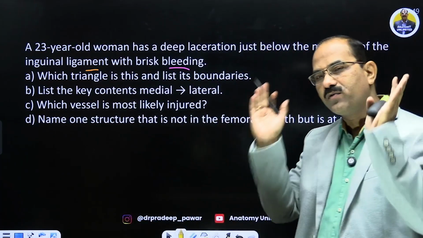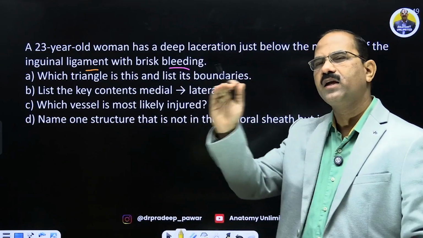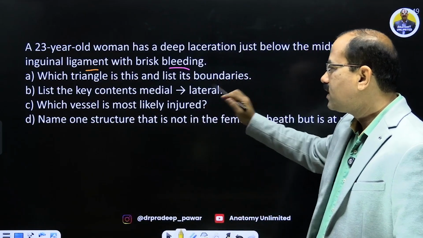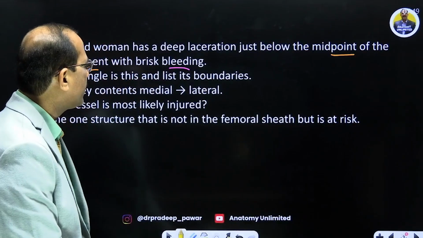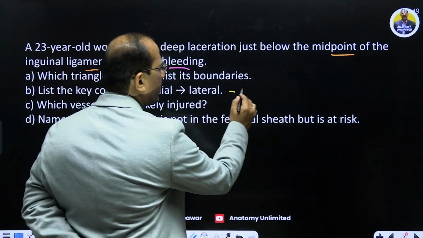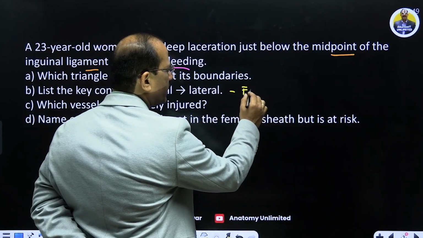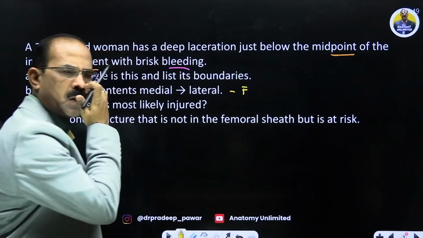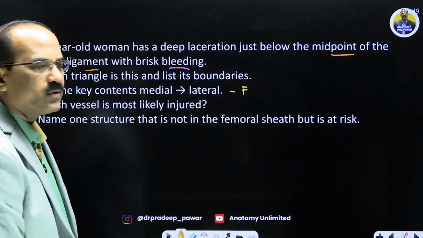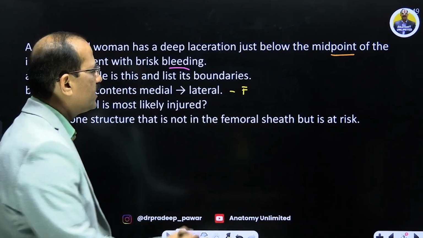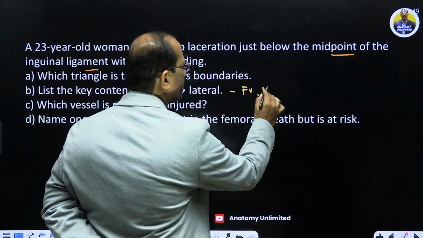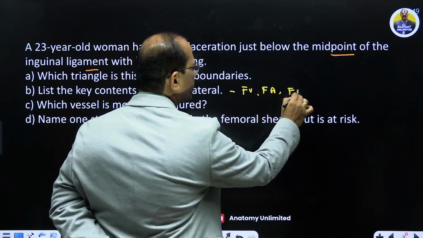ये first sub question is clear. Femoral triangle boundary is clear है. Sartorius, adductor longus, inguinal ligament. List the key contents medial to lateral. So medial to lateral क्या होता है? Medial to lateral is the femoral vein. कैसे लिखोगे इसको? Femoral vein, femoral artery, femoral nerve. That's a femoral vein, femoral artery, and the femoral nerve.